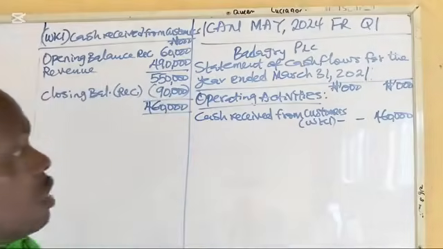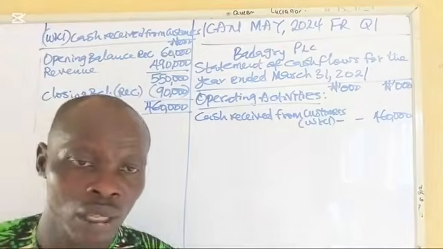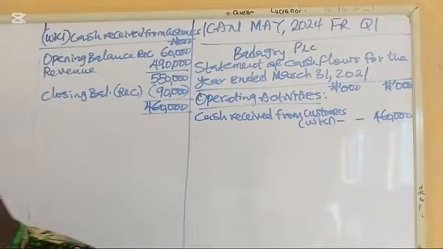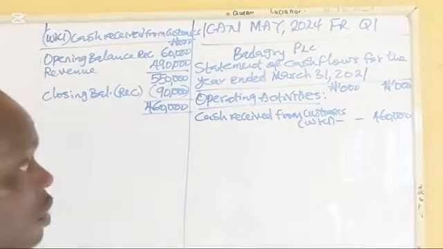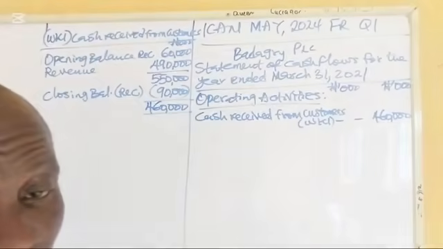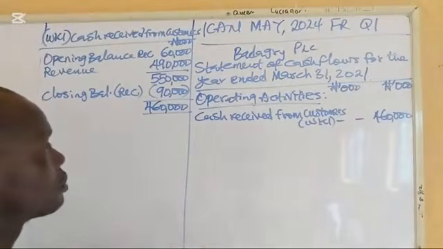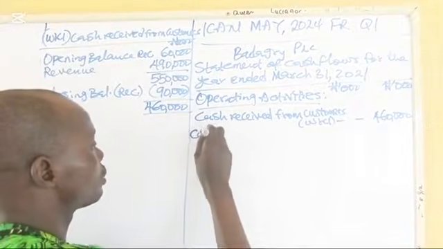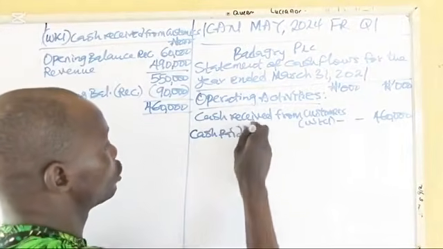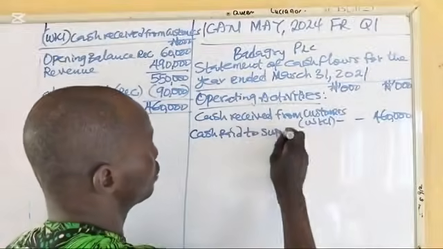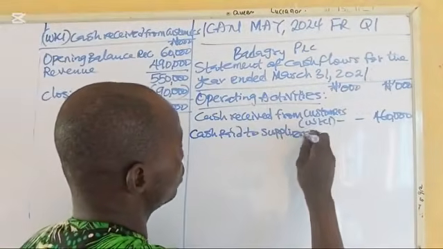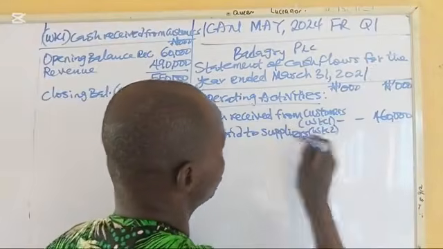So that is working 1. Followed by what? The next item: cash paid to suppliers. Working 2.